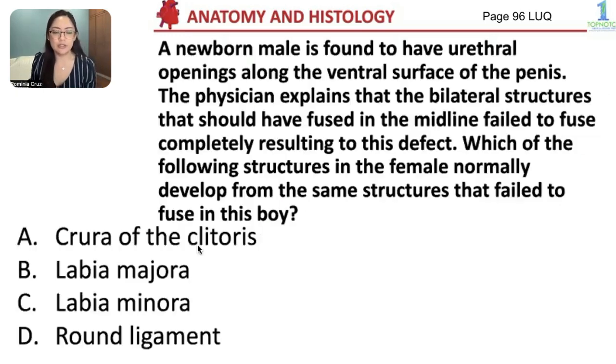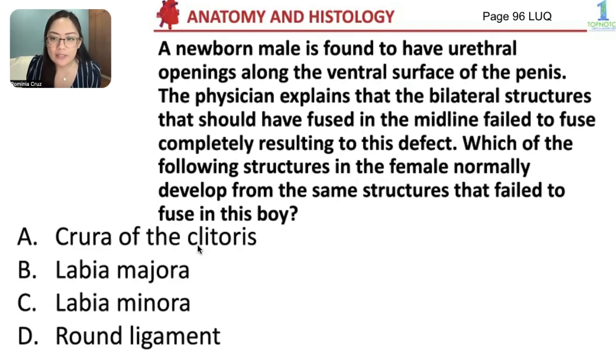Okay, so next question. As we move on to the last part of this lecture, a newborn male is found to have urethral openings along the ventral surface of the penis. The physician explains that the bilateral structures that should have fused in the midline failed to fuse completely, resulting to this defect. So which of the following structures in the female normally develop from the same structures that failed to fuse in this boy? Okay, so to answer this question, you have to know the homologous structures between the male and the female external genitalia.